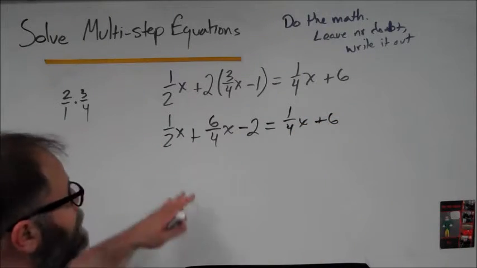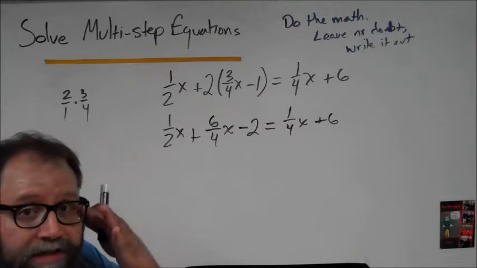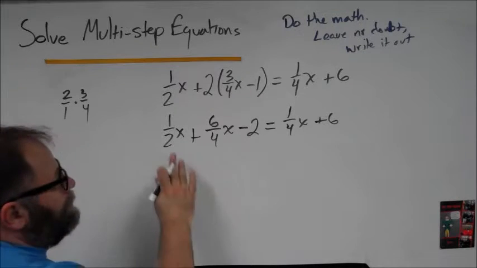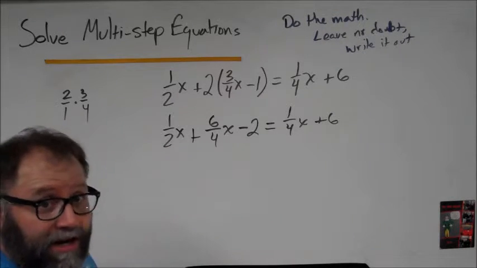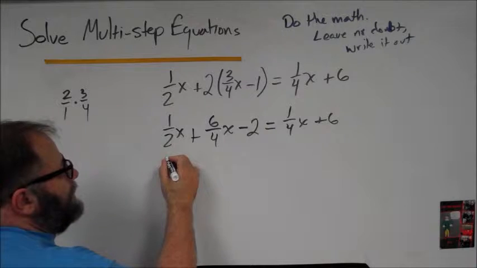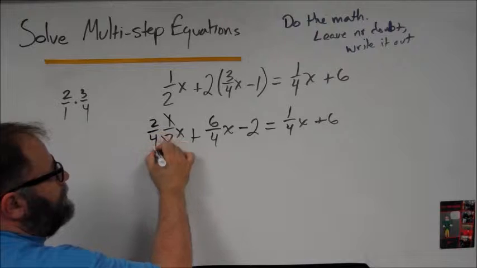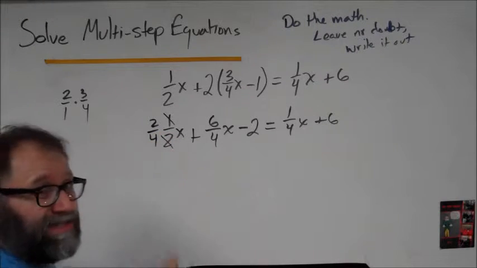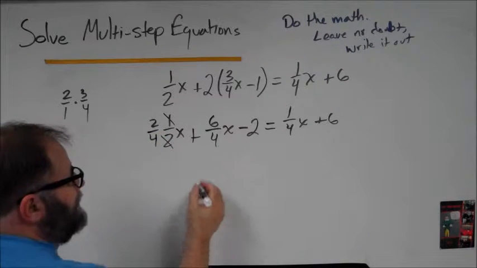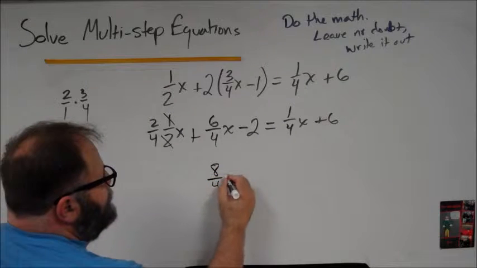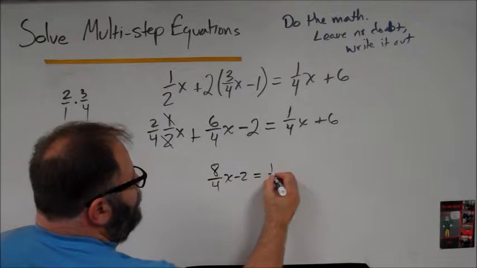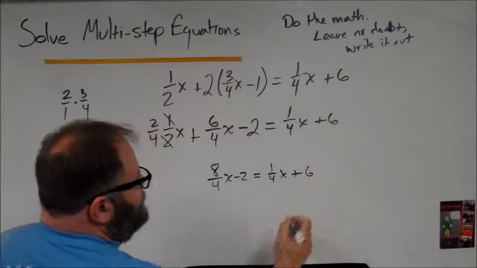Let's combine like terms. So I've got 1/2 x and 6/4 x. So I can write this as fourths because I need a common denominator when I add these. So that gives me 2/4 x. Let me just change this here to 2/4. 2/4 plus 6/4 equals 8/4 x. So I've got 8/4 x minus 2 equals 1/4 x plus 6.